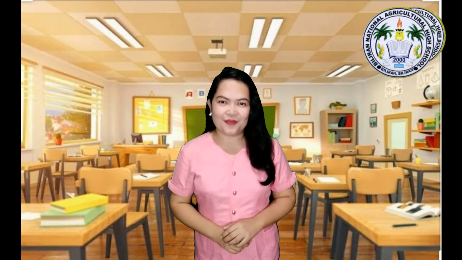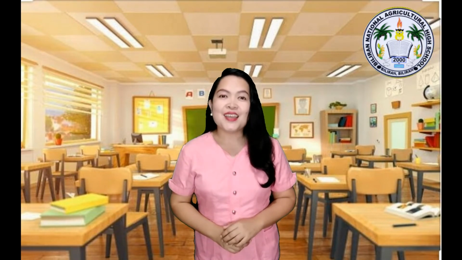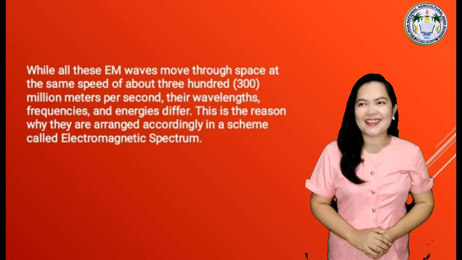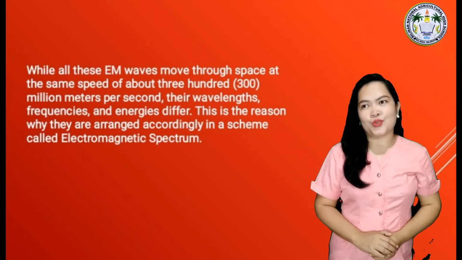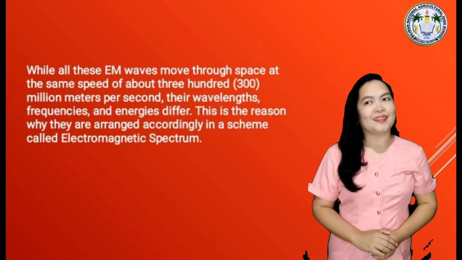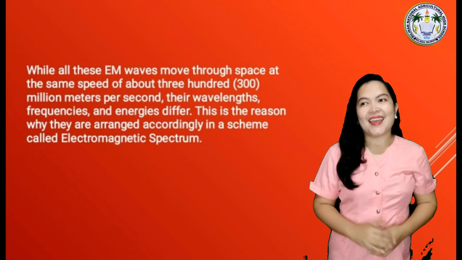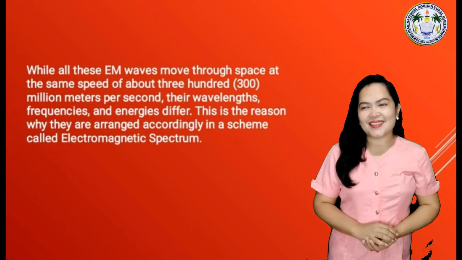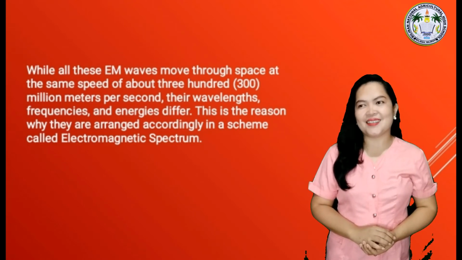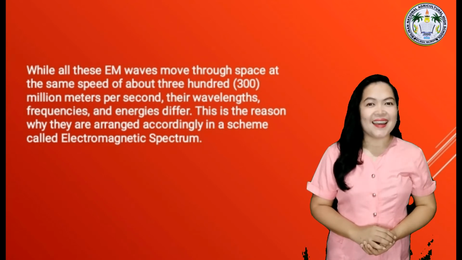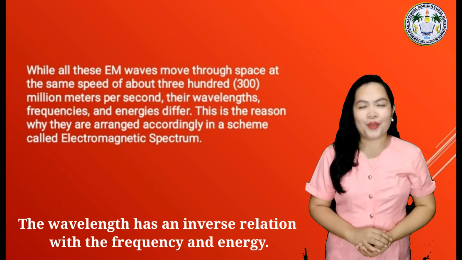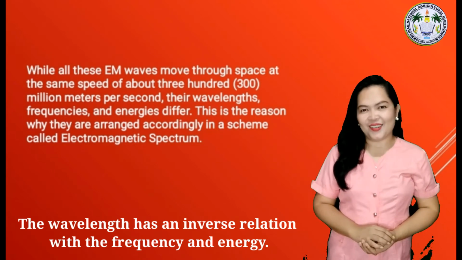Can you still remember the different forms of electromagnetic waves you have learned from your previous modules? While all the EM waves move through space at the same speed of about 300 million meters per second, their wavelengths, frequencies, and energies differ. This is the reason why they are arranged accordingly in a scheme called the electromagnetic spectrum. Let me remind you that the wavelength has an inverse relation with the frequency and the energy.